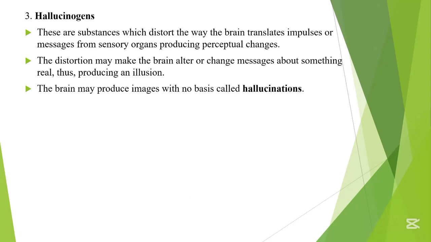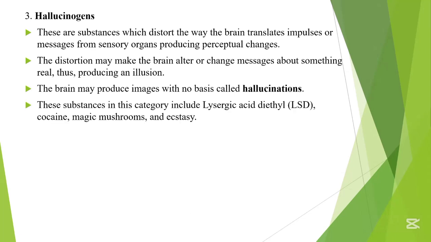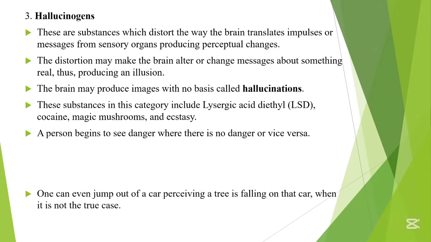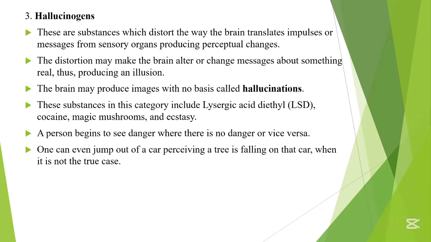You start imagining things. And the substances in this category include lysergic acid diethylamide, LSD, cocaine, magic mushroom, ecstasy. These are hallucinogens that will make a person start seeing danger where there is no danger. Where there is danger, they start seeing safety. So hallucinogens are quite powerful substances that can affect one's brain in the way it interprets messages. One can even jump out of a car perceiving a tree is falling on that car when it is not even the true case.